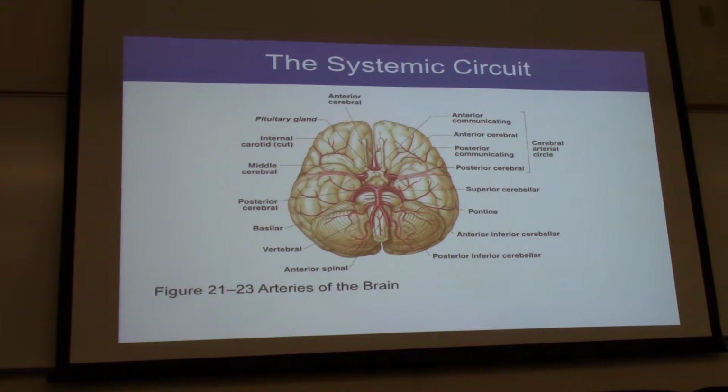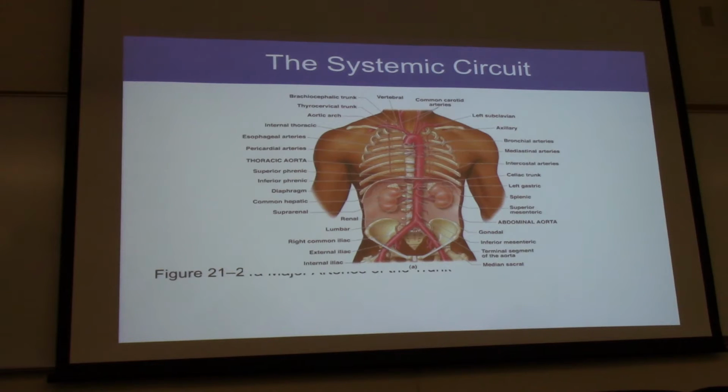This is looking at the base of the brain. I just mentioned it. Here's those two vertebral arteries coming up after they came up through those transverse foramen. They hook up together to form the basilar artery. The basilar artery then enters this thing called the circle of Willis right here. And then you've got your anterior cerebrals, your middle cerebrals, your posterior cerebrals. You've even got some branches that go to your cerebellum here. But that's all pretty easy to see.